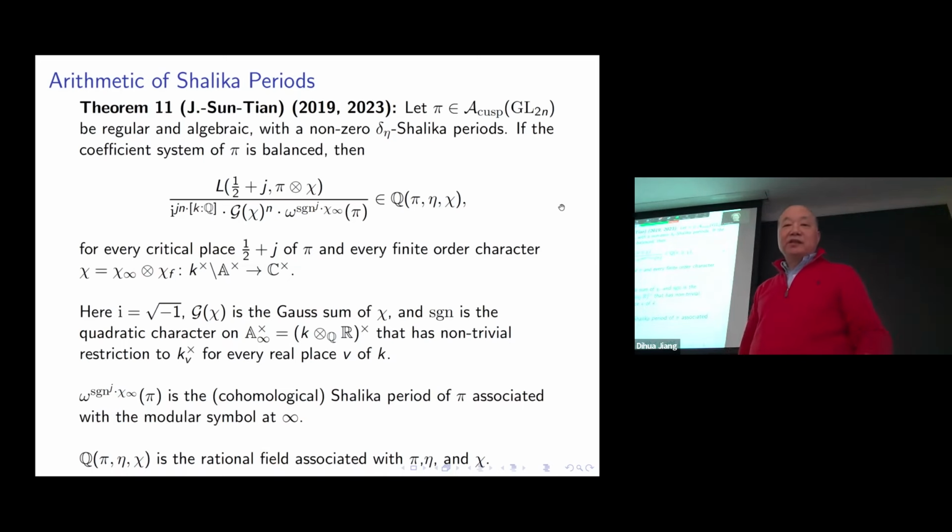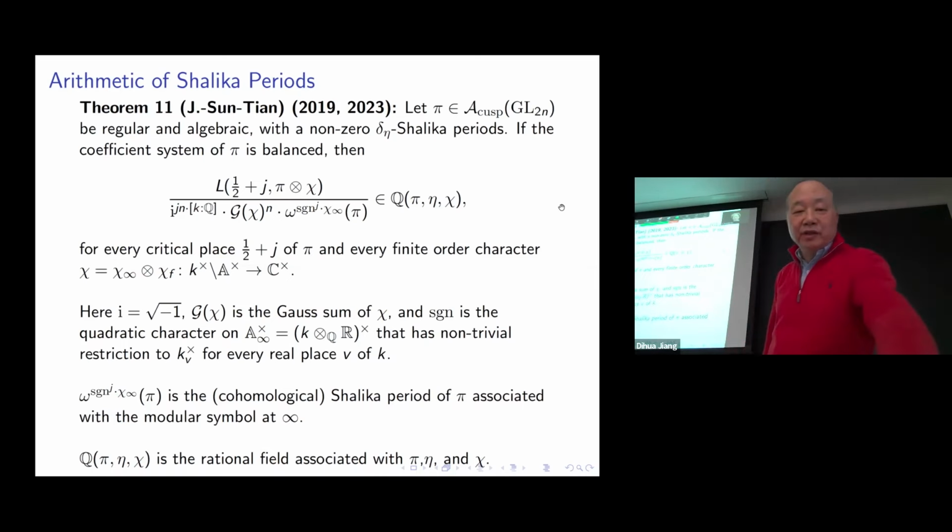Okay, so for these, and then you have this Shalika period, and then the theorem will be like this. You have quite many critical values. So the assumption is the coefficient system is balanced to guarantee that there is a critical value. Under this assumption, you have this period.